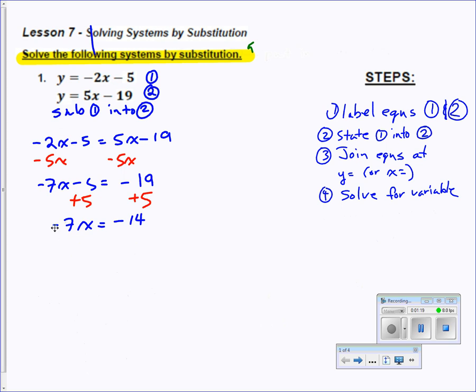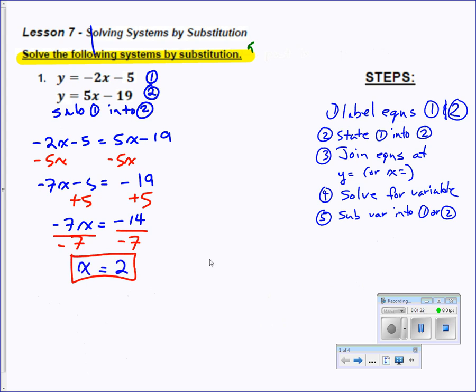Now, in order to get rid of this negative 7 which is on the x, we're going to divide both sides by negative 7. And we end up with x equals 2. So now we're going to take this x equals 2 and put it into one of these two equations. But I always choose equation 1.